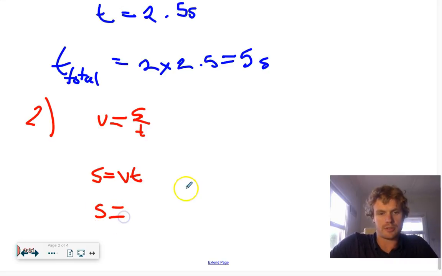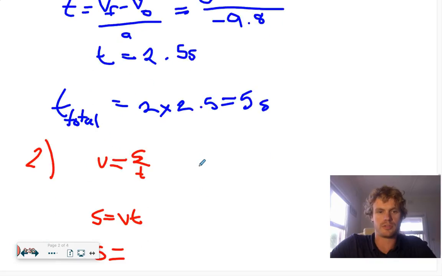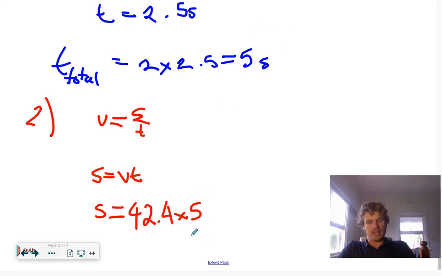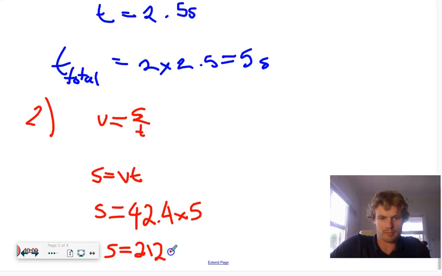S is equal to the horizontal component of the velocity, which is 42.4, times by 5 seconds. And we get that 42.4 times by 5 is 212.5 meters. So that's the range of our missile.